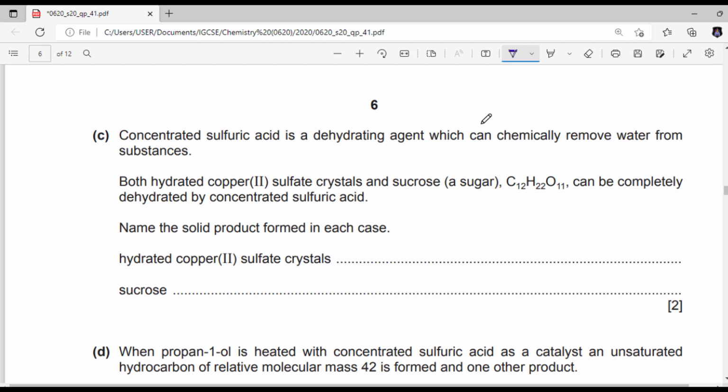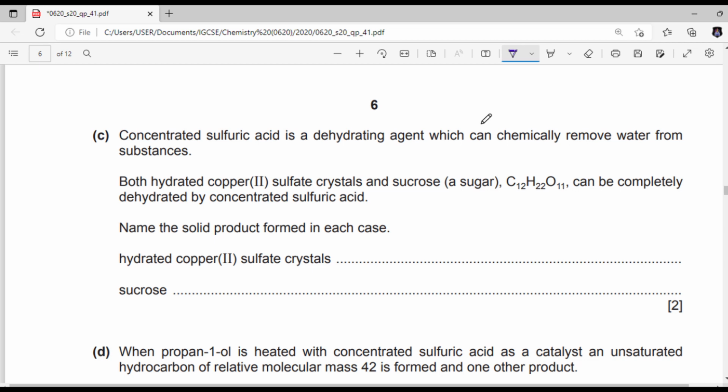Now, the next question says, concentrated sulfuric acid is a dehydrating agent which can chemically remove water from substances. Remember, at the beginning I told you that this question is on sulfur and its compounds, and because of that, you should expect questions on sulfur, sulfuric acid, sulfur dioxide. So we just concluded answering questions on sulfur dioxide. Now we are about to answer questions on sulfuric acid. The major properties of sulfuric acid based on your IGCSE syllabus is that it can act as an acid in dilute form, or it can also act as a dehydrating agent in the concentrated form.